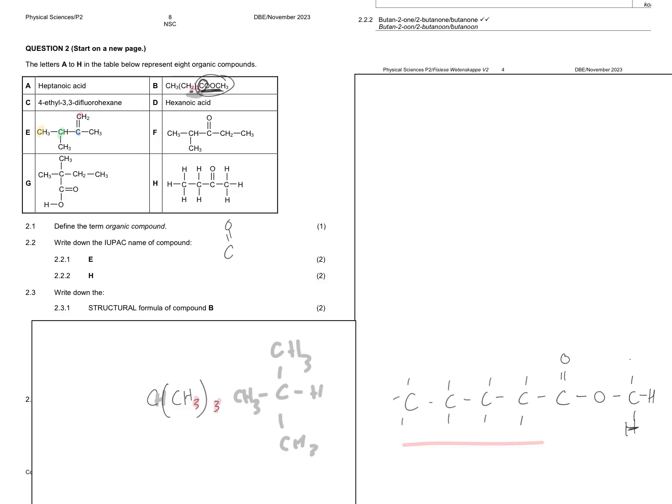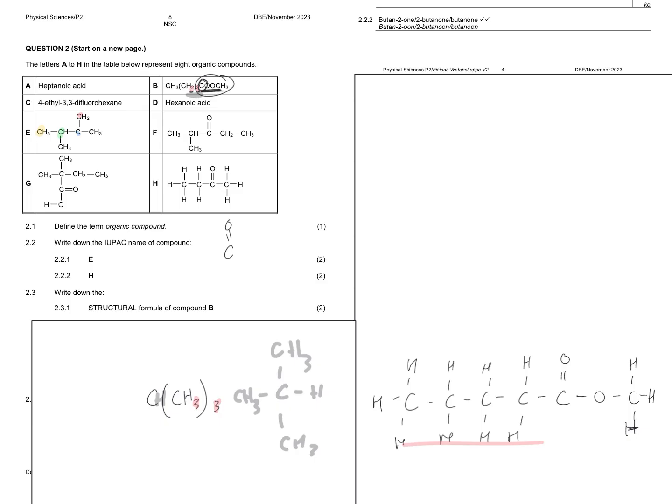And now, as a last step, you need to add all of your H's. If you forget an H, you're going to lose a mark, so please don't forget an H. But if you add all of your H's, you then have your ester. I don't know whether they're going to ask you to name it, but it's methyl pentanoate.